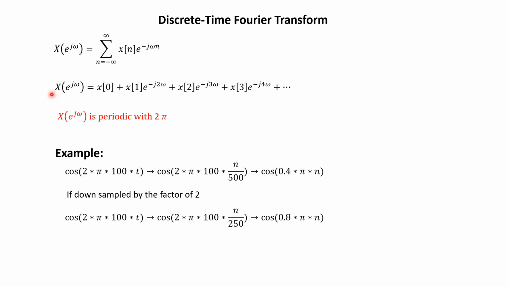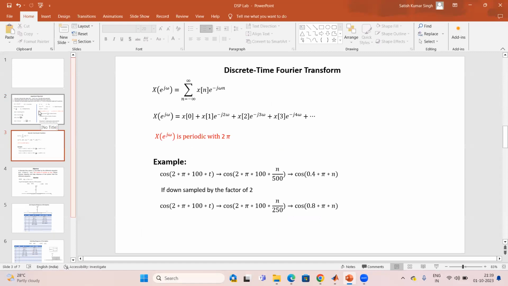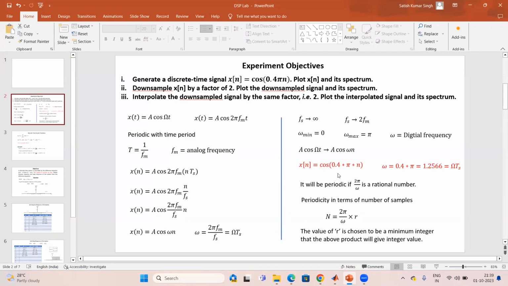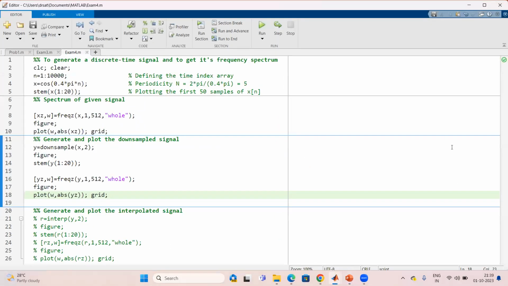The same thing we have to also use in MATLAB. So let's see how this can be obtained in MATLAB. We will first try to implement this particular expression. Here I have written this code in MATLAB. In the first case, you can see this code has been written to generate the discrete time signal and to get its frequency spectrum.